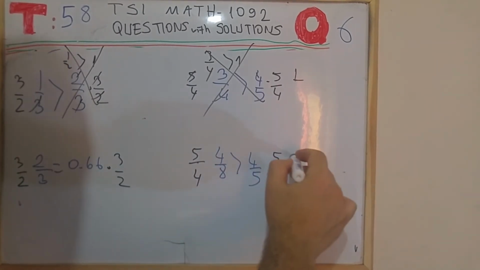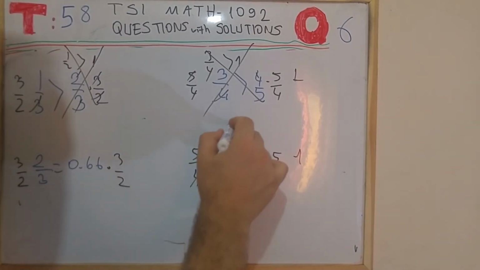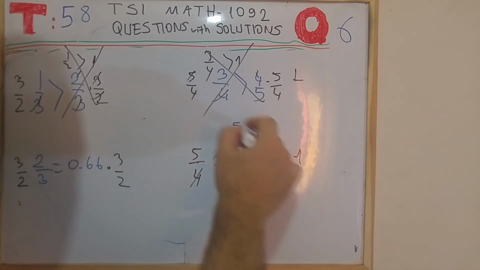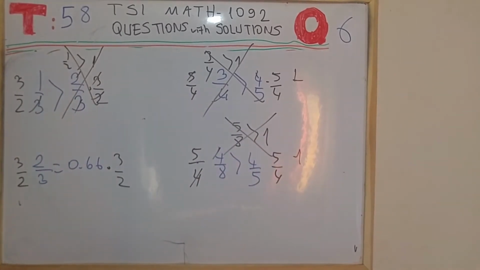What I have here is again 1, and what I have here is 5 over 8 is greater than 1. This is also wrong. And what I have here is 1 is equal to, this also yields to 1. So this is the right answer.